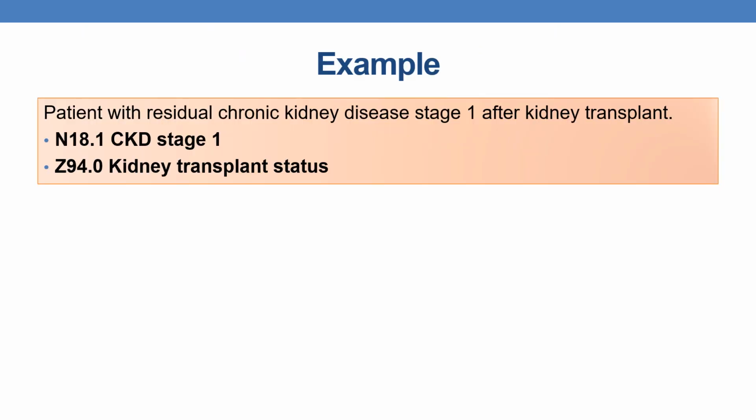Now let us see an example. Patient with residual chronic kidney disease stage 1 after kidney transplant. So the first code would be N18.1, CKD stage 1, followed by Z94.0, that indicates kidney transplant status.